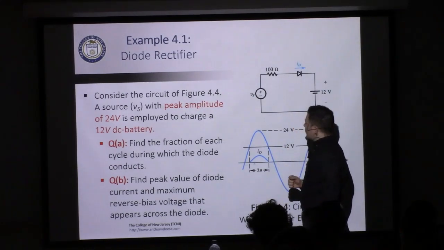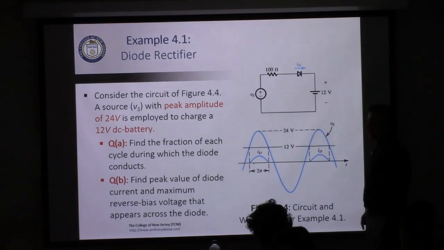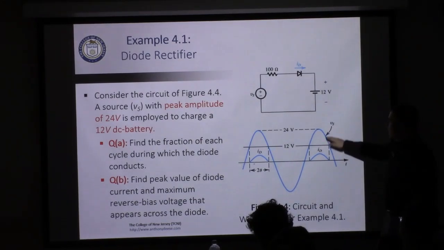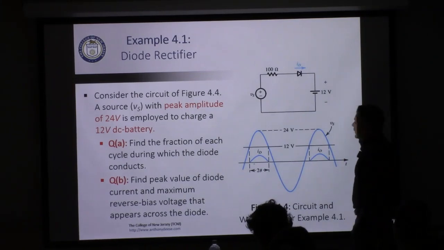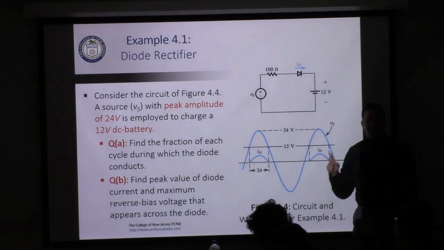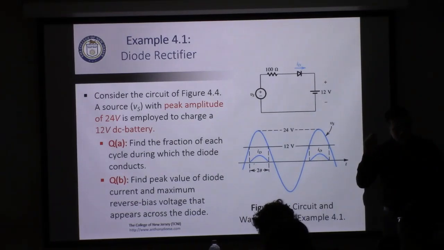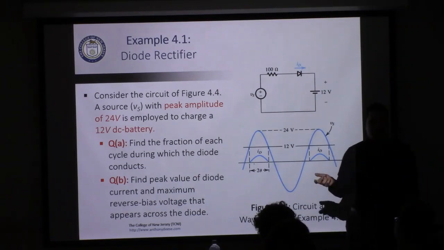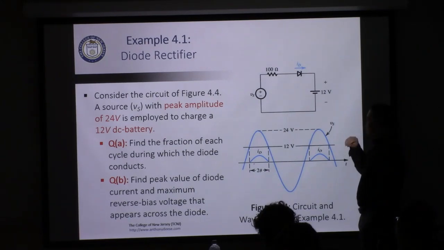So let's take a look at this picture right here. First thing we start off with is the input wave itself. It has an amplitude of 24 volts. Now, let's try to figure out where the cutoff is for the diode, okay, when it's going to switch on and off. We know that the changeover from the forward bias to the reverse bias is going to happen when the current through the diode is 0, when it first reaches 0. Okay? So when is that point going to be?